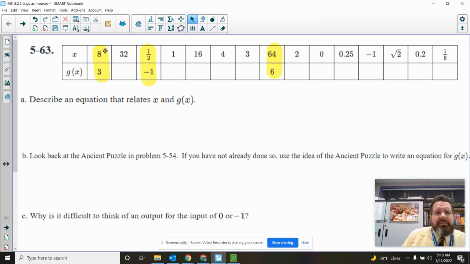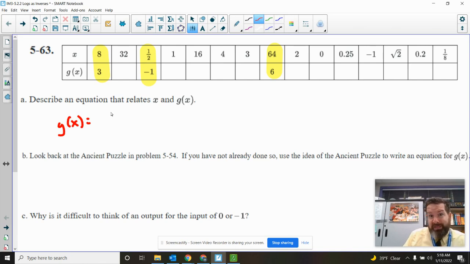So if an 8 goes in, a 3 comes out. If a 1/2 goes in, a -1 comes out. If a 64 goes in, a 6 comes out. So I'm going to get you started, and then I want you to think a little bit. So g of x, excuse me, is in fact going to be a logarithm.